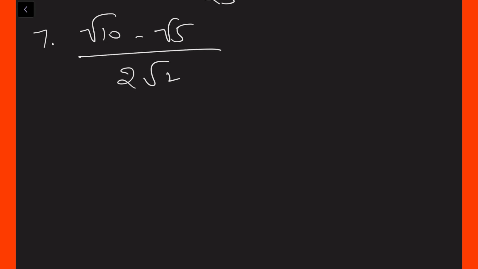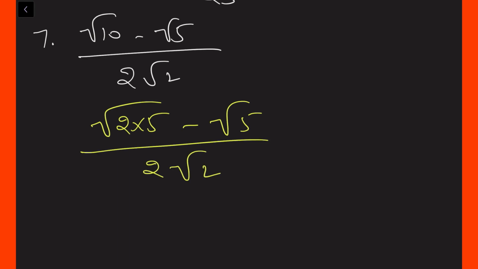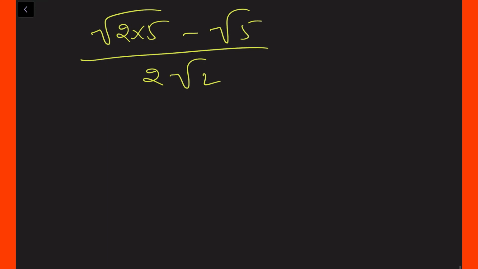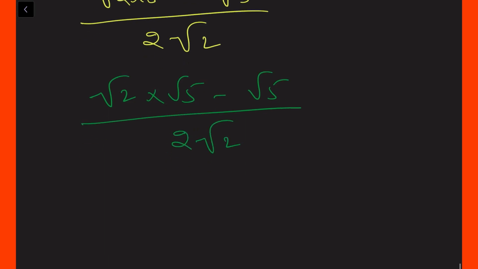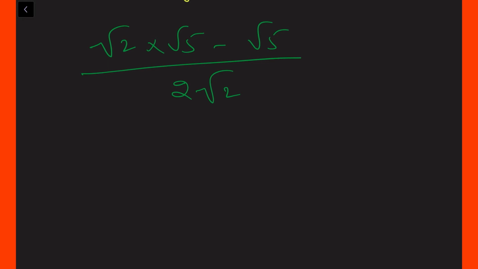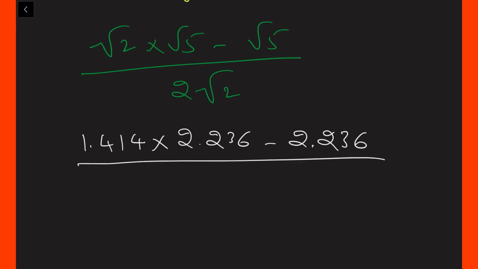Okay, now root 10 I am writing as root of 2 into 5, minus root 5 as it is, divided by 2 root 2. Root 2 into 5 can be written as root 2 into root 5, minus root 5, divided by 2 root 2. Now according to the question, let us substitute the values. Root 2 value he gave as 1.414 into root 5 value he gave as 2.236, minus root 5 value he gave as 2.236, whole divided by 2 into root 2 value, 1.414.